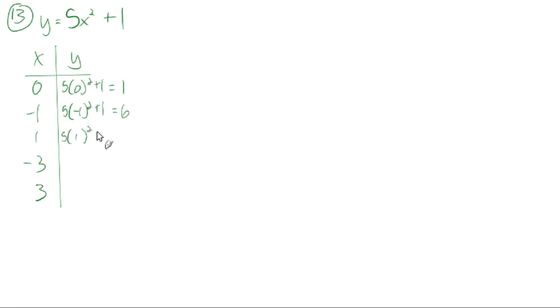5 times positive 1 squared plus 1. That'll also give us 6. 5 times negative 3 squared plus 1. This negative 3 squared is 9. Negative 3 times negative 3 is 9. Times 5 is 45. Plus 1 is 46. And as these are symmetrical, this will give us a 46 as well.